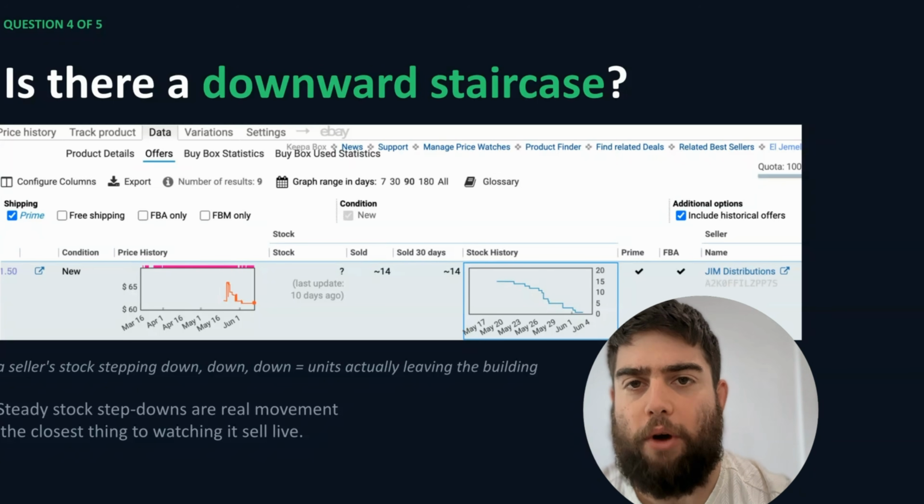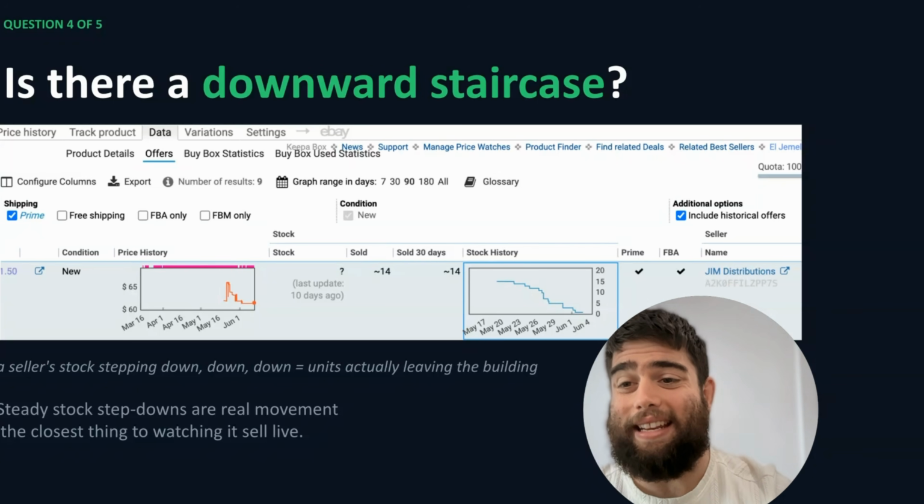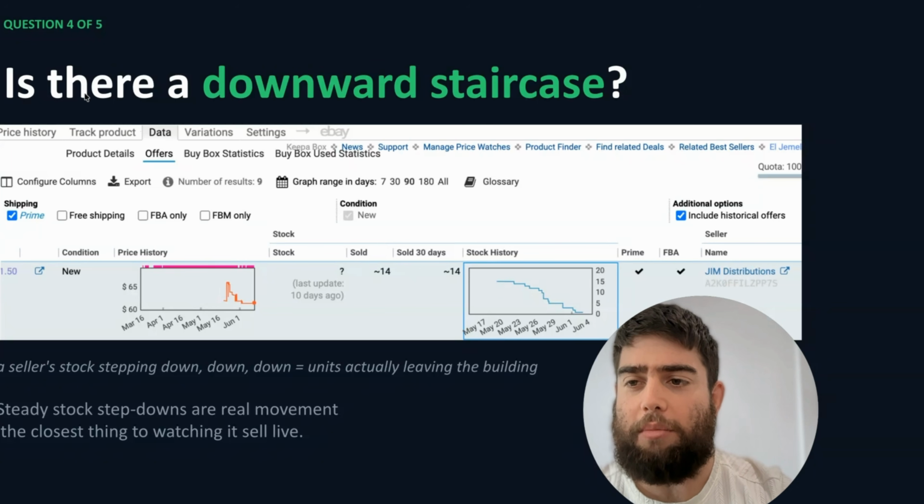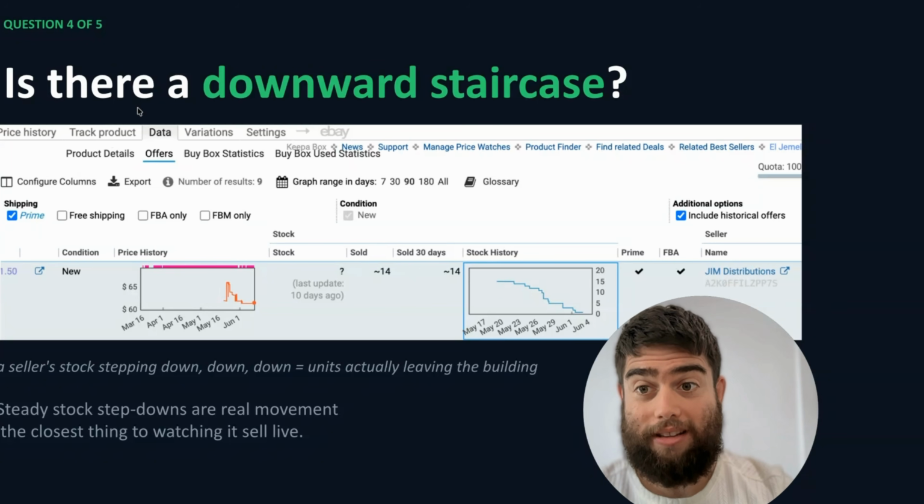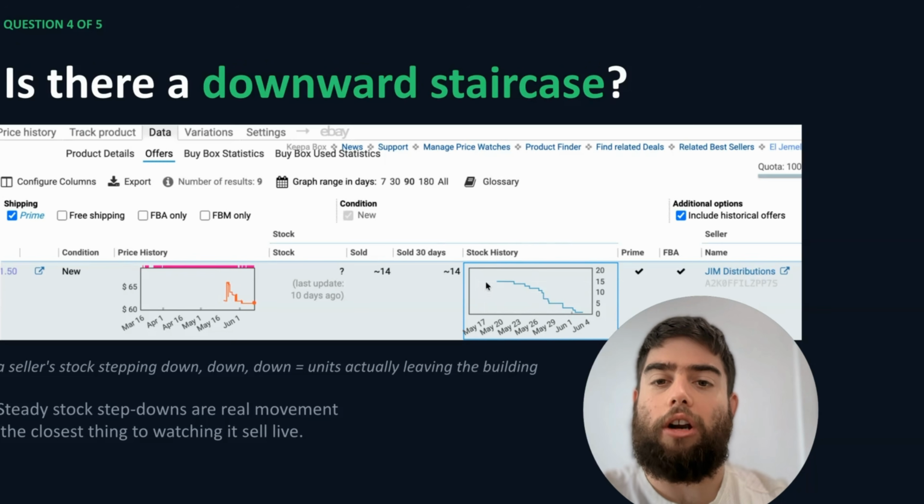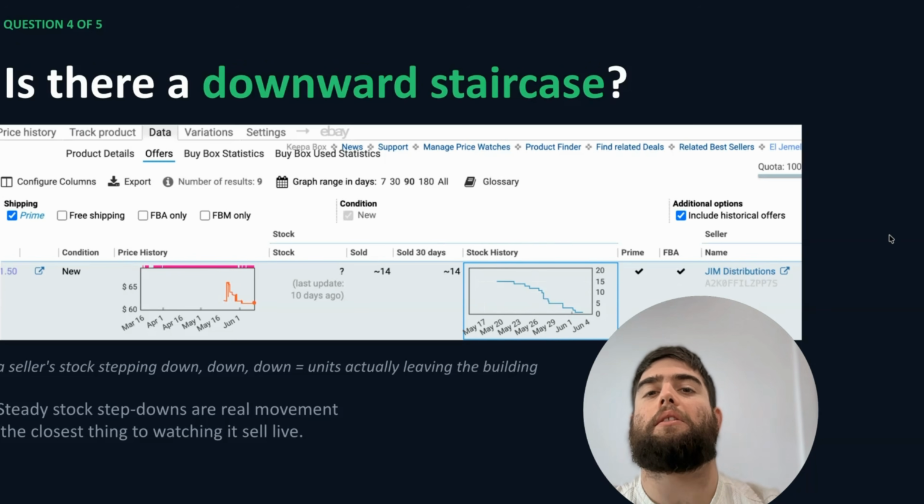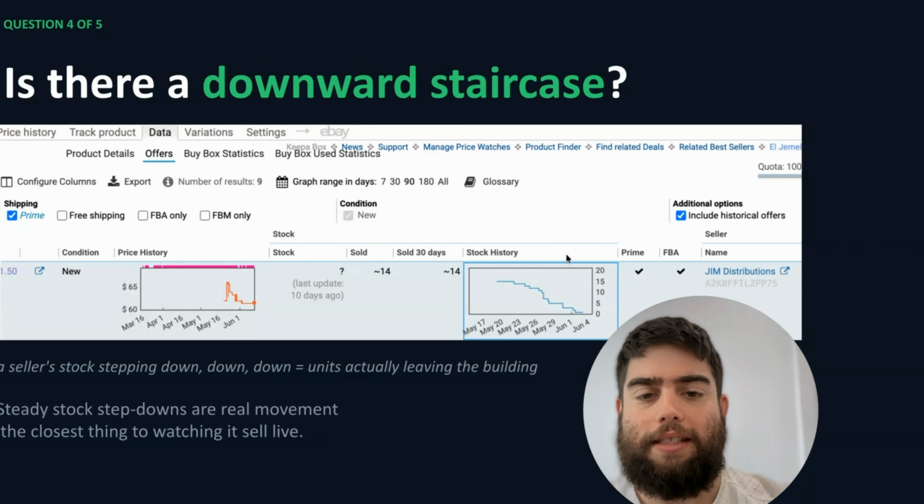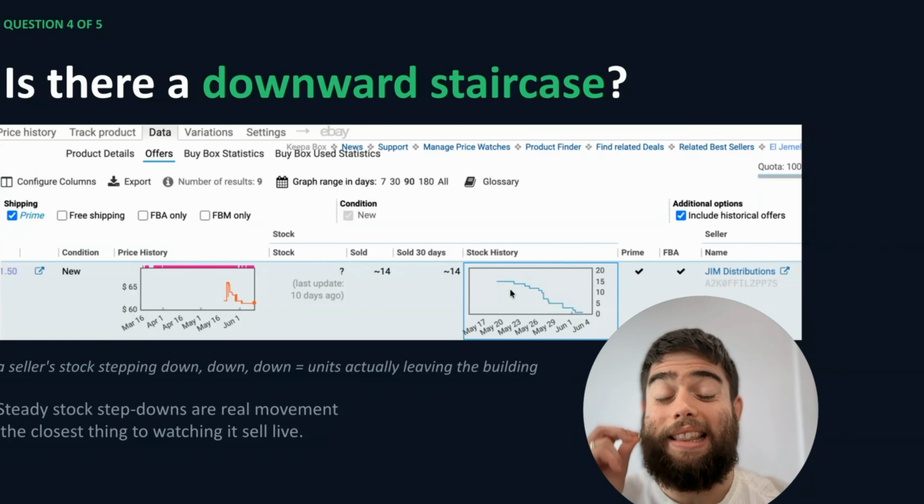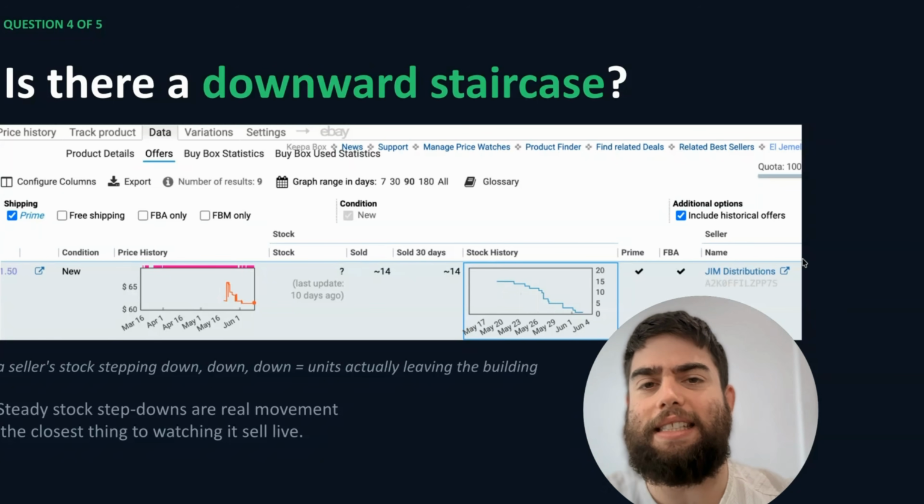But the best way to see volume is to go into the data tab. So you see in Keepa, there's going to be price history, track product, and data, to which we just click the offer count, and we're going to get to see a chart like this, where I call it the downwards staircase. The seller starts with 20, and we can literally see how fast he's selling his item.